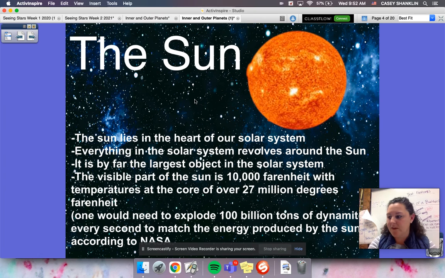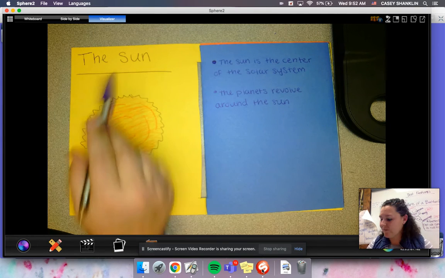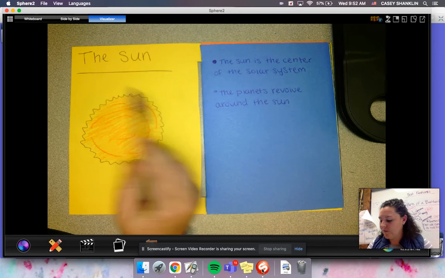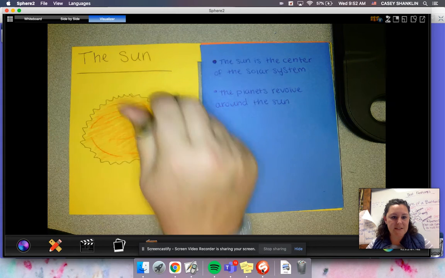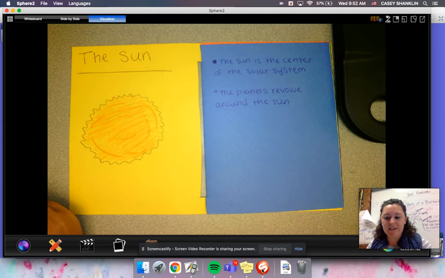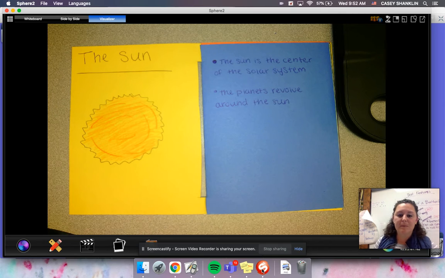So the first thing we're going to talk about is that big fireball of gas in the middle of our solar system, and it's called the sun. So on my book, I've written my heading up here, the sun, and I've drawn a picture and I made it squiggly so you can tell that it's really hot. I drew lines around it. Pause the video at any time if you need to catch up.